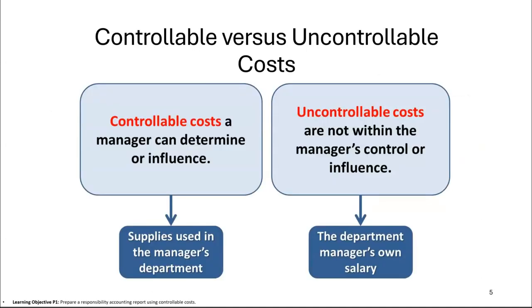So, the problem you have as a manager is you have two things. You have what we call controllable costs. These can be controlled by the manager themselves and the department, like how many supplies they use. Uncontrollable costs are things that they cannot manage, and these are usually called allocations.